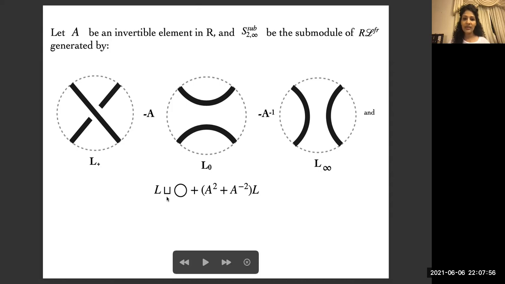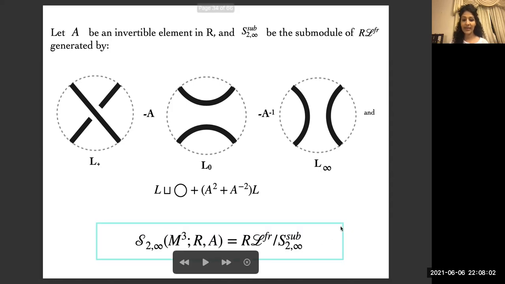And once you mod out by the submodule generated by these two relations, what you get is the Kauffman bracket skein module, which we denote by S_{2,infinity}. So 2 denotes the two horizontal diagrams, and infinity over here denotes one vertical diagram.